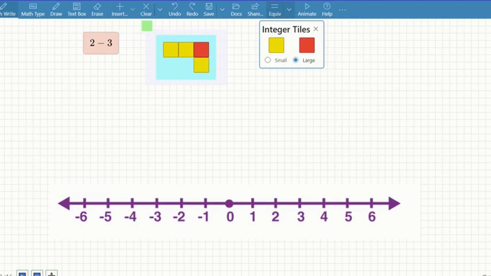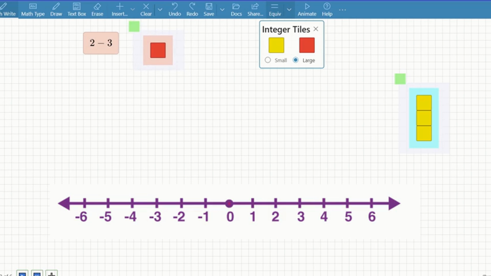Now I can ask myself, do I have 3 positives that I can take away from this? I do. So if I now remove the 3 positives, I am left with 1 negative, and you can see the remaining value is equivalent to the expression of 2 minus 3.